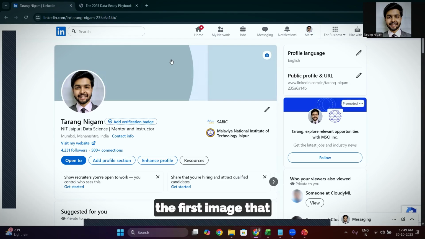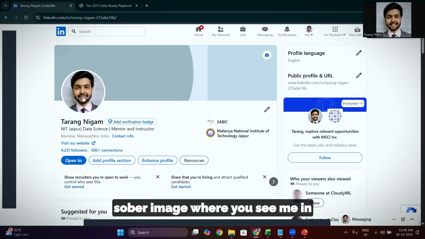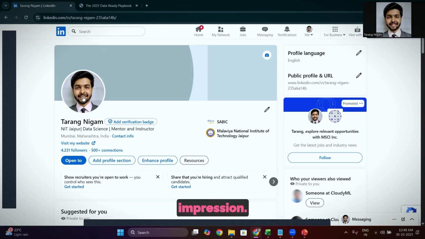The first image that we see is the image that you see first. It's a simple, sober image where you see me in proper formal attire with a neutral background. So always make sure that you put a neutral background and have a formal picture. Do not crop your picture. Do not paste a party picture. Do not paste a casual picture. Your picture is the first representation of your profile, so please make sure that you create a good first impression.